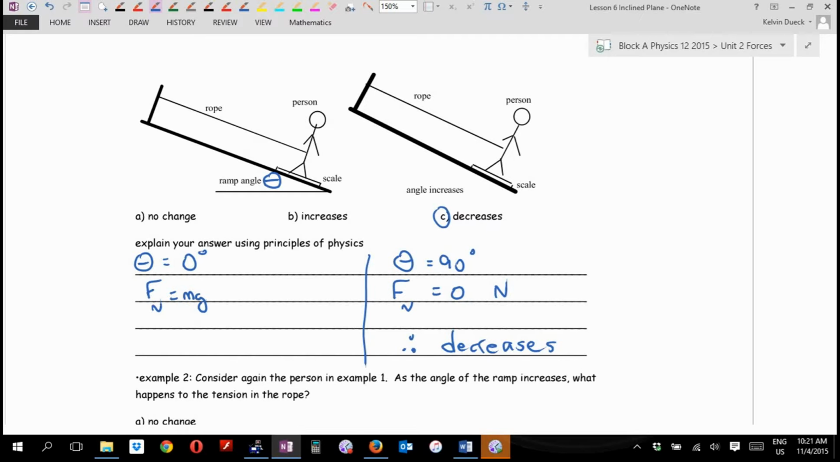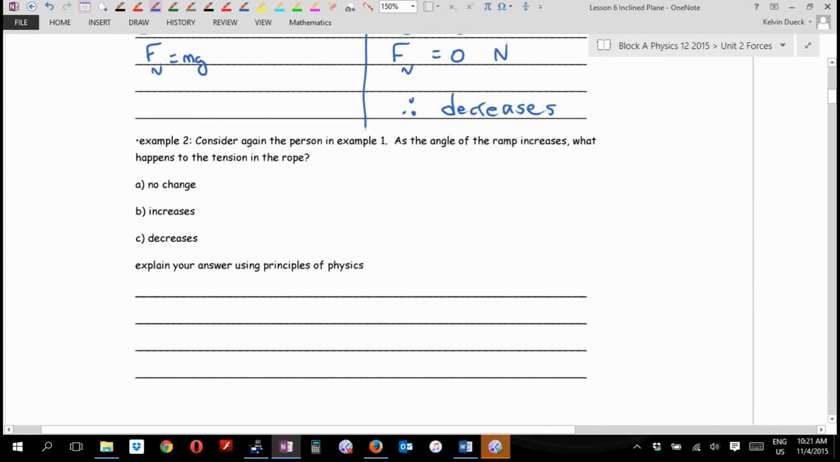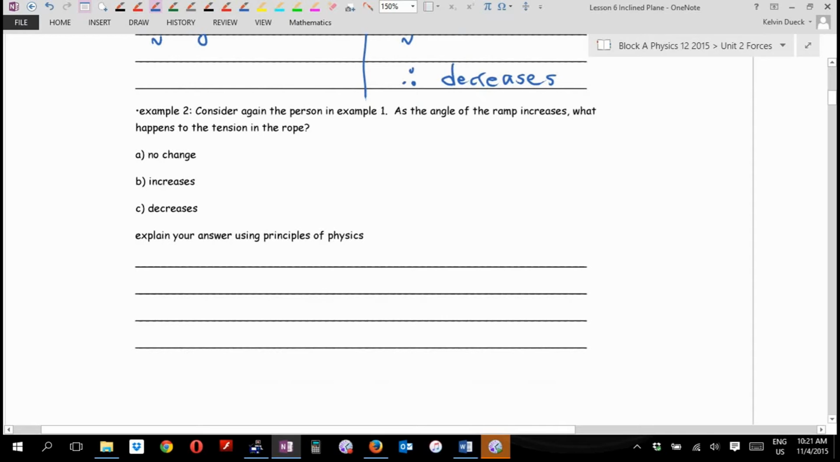I think we can use a very similar approach for the next question. So if we consider the person in example 2, as theta increases, what happens to the tension in the rope? Rob, increases. Convince me. Because as the normal force closes to 0, then the weight must be acting. Sure. Yeah. Let's write this succinctly.